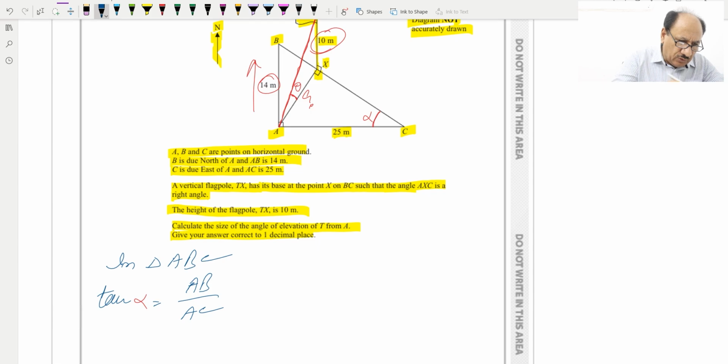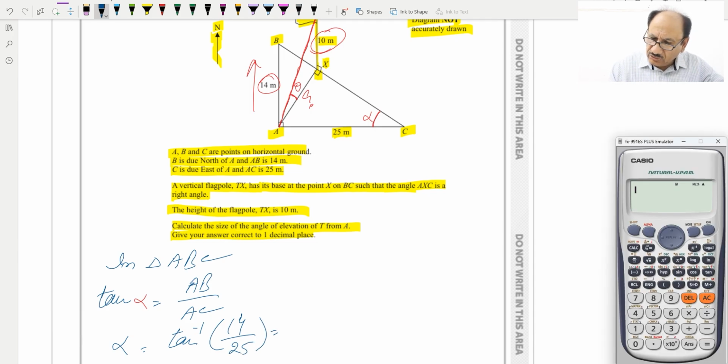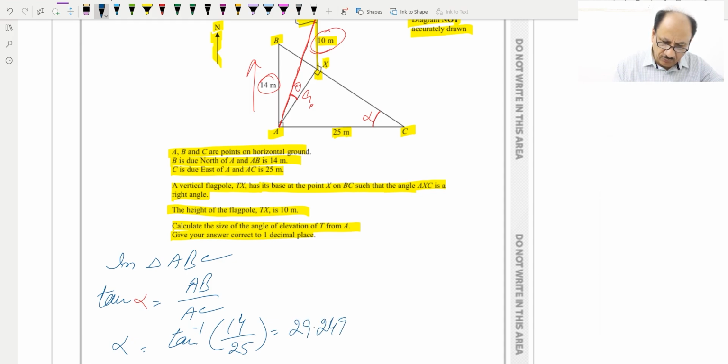So now we can find alpha is equal to tan inverse of AB over AC, which is 14 over 25, and this is equal to shift tan of 14 over 25, which is given as 29.249 degrees. So we got this angle as 29.249 degrees.